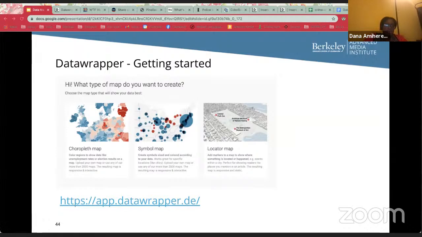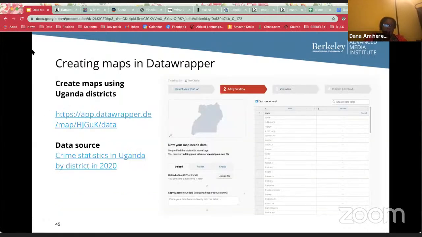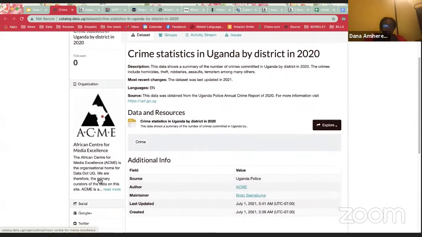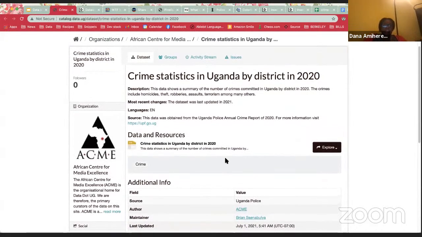And I'm going to tell you about the data that we're going to be using. So we are going to be using crime statistics by district from 2020 from the Uganda police. And this is where I got the data from. It's a report from the Uganda police that they put out each year. It was downloaded from the African Center for Media Excellence, which is where I got one of the other infographics that I used as an example earlier. But you can see they update the data pretty regularly. And I just downloaded all the data as a spreadsheet.